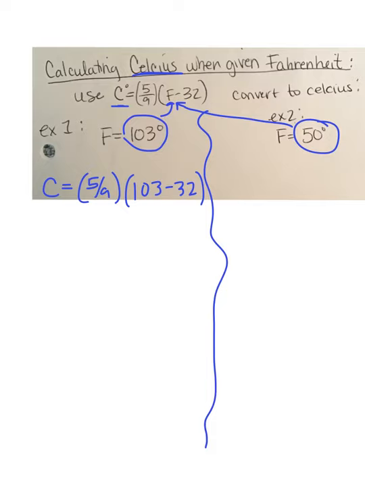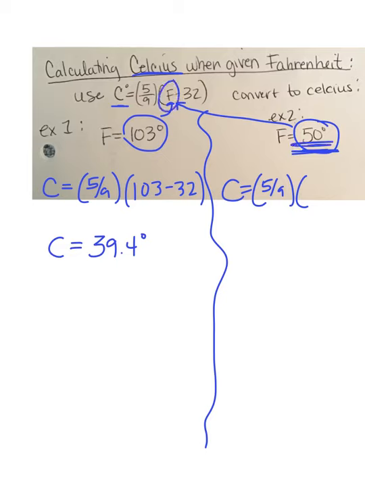Remember to get that stuff into parentheses, or it's not going to work on your calculator. When you type that in, you should get C equals 39.4 degrees. So when it's 103 degrees Fahrenheit, it's 39.4 degrees Celsius. Now we have our C equals again. We're going to push that in where it says F. So C equals 5/9 times the F, which is 50, minus 32. You're just plugging in numbers and typing them into your calculator, and that will make the Celsius equal 10 degrees. And you can go on to your homework today.